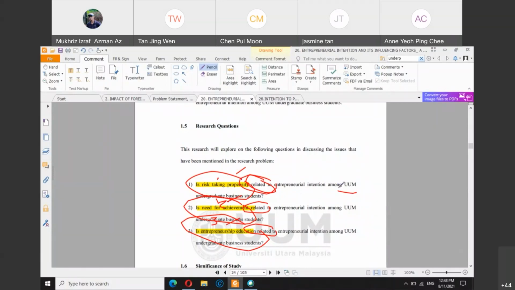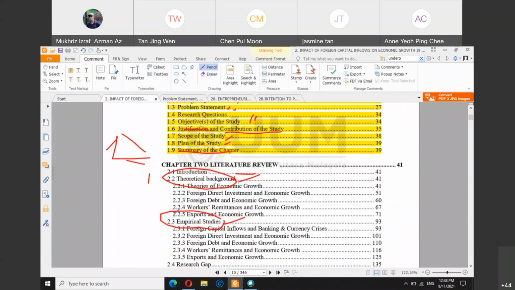Of course, maybe not in UM, but in another university or another country, meaning the scope is not UM. The scope is different from UM, meaning the sample can be different, maybe the study is done in the US, the UK or wherever, but the factors might be the same: risk taking, achievement and education on entrepreneurial intention. So these three factors that you plan to investigate must be reflected in your empirical study.